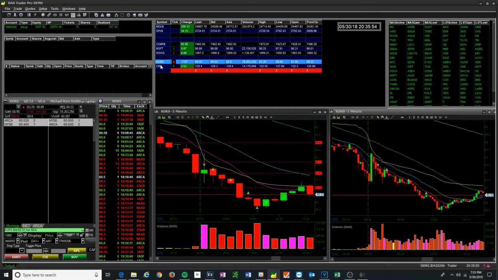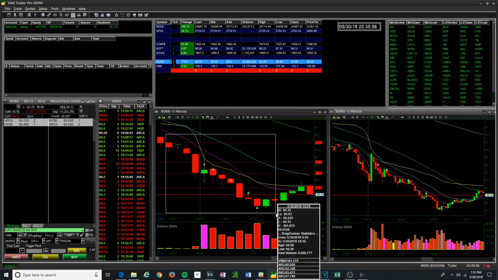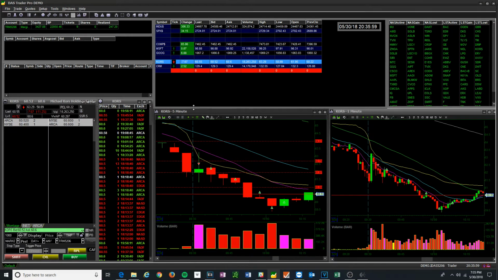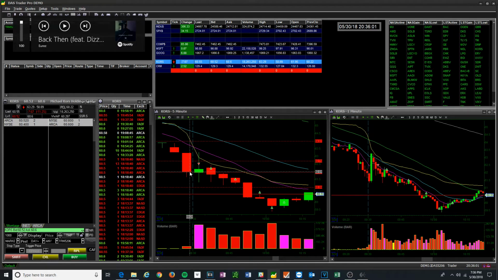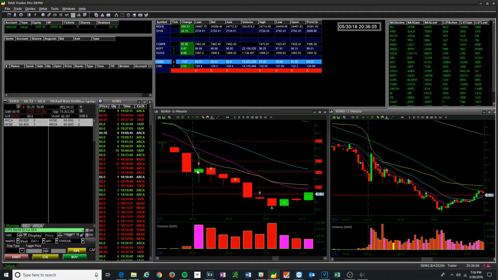I made a trade on Cores and one on CRM, and I found these two stocks in the chat room that I trade in, which is BearbullTraders.com. I'll link that in the description. But these are the two trades that I made, and I'm going to show you guys what I did.